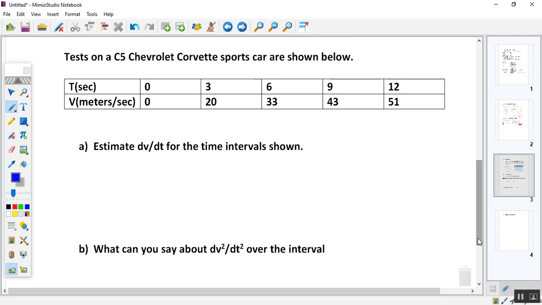Guys, talk to me about the spacing of t. Consistent or inconsistent? Consistent. Yeah, it goes up by 3 each time, all right? Talk to me about the velocities, increasing or decreasing? Increasing.